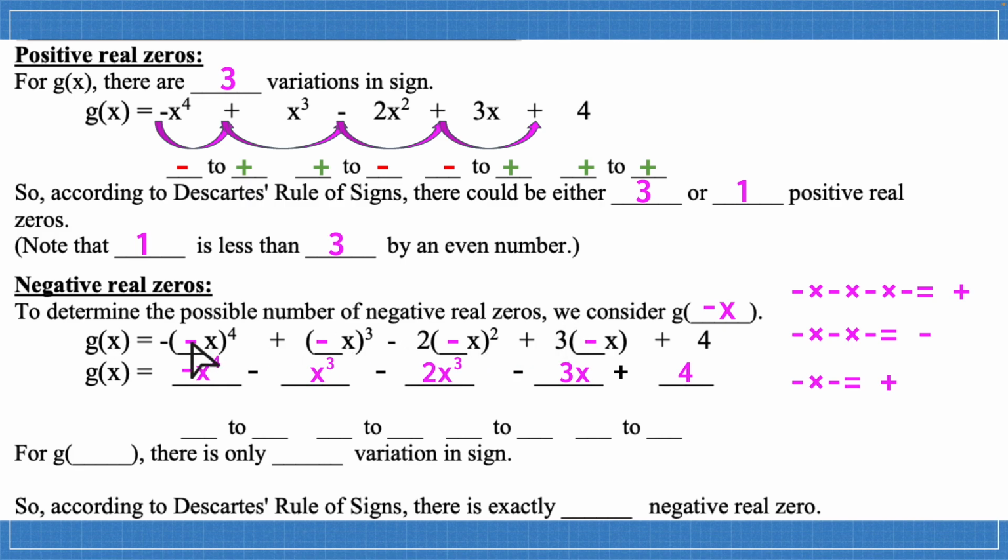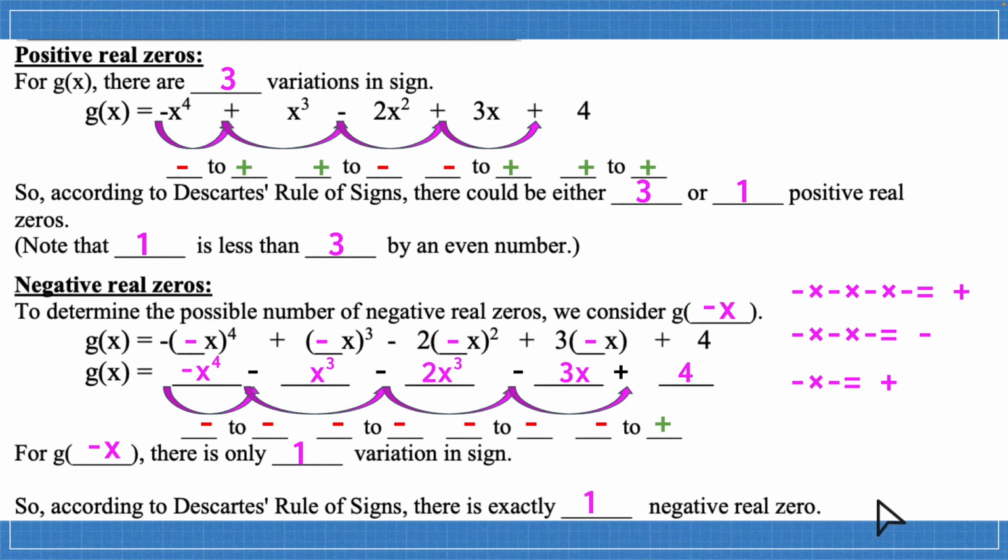That way you get the correct signs here. So now when I go from the first to the second, I'm going from negative to negative. There's no change. And then from negative to negative again, no change. Negative to negative again, no change. Negative to positive, so there is one change here. So for g of negative x, there's only one variation in sign. So according to Descartes' rule of signs, there's exactly one negative real zero.